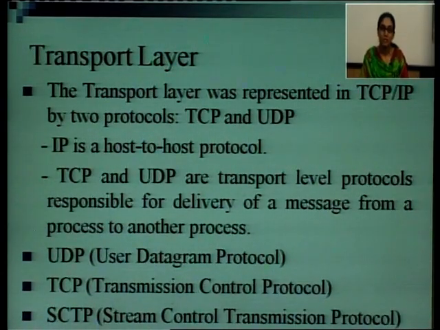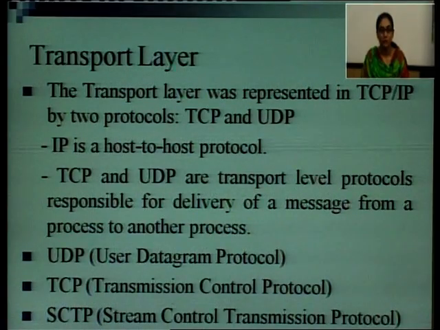The next layer of the TCP/IP protocol suite is the transport layer. In the transport layer, basically two protocols are used, that is TCP and UDP. TCP is Transmission Control Protocol and User Datagram Protocol is the UDP. TCP and UDP are the transport level protocols which are responsible for the delivery of a message from one process running on one computer system to another process running on another computer system.